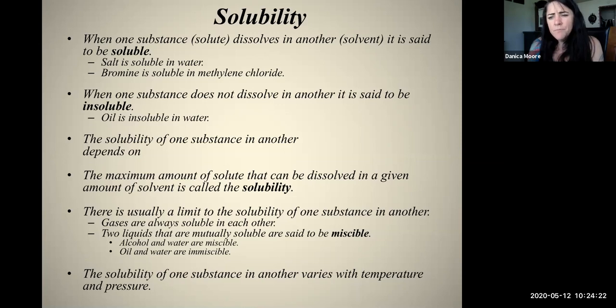What kind of solutions would be extremely sensitive to changes in pressure? I'm going to make you guys answer me.